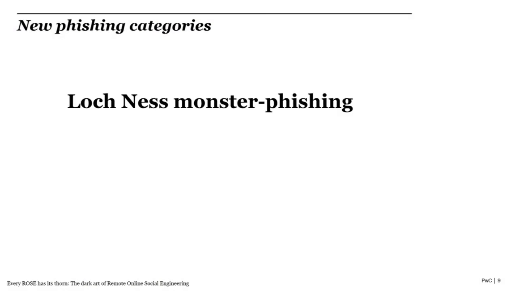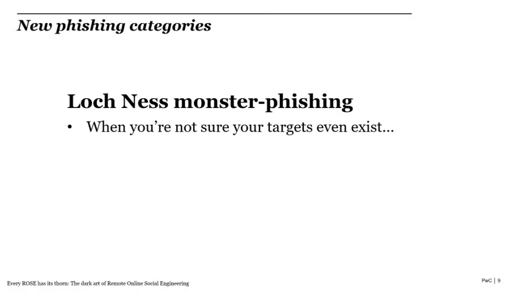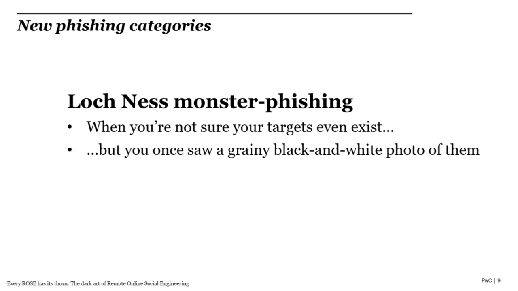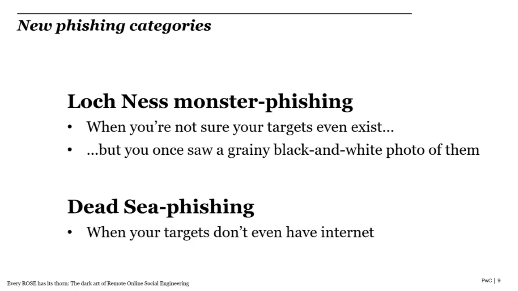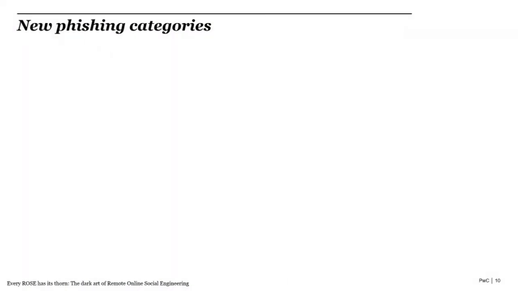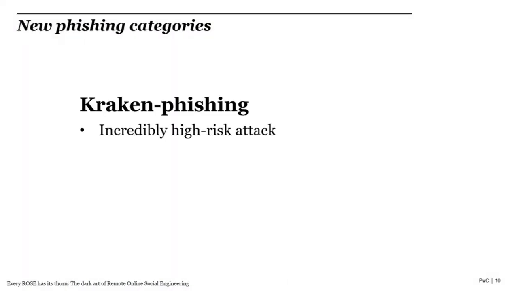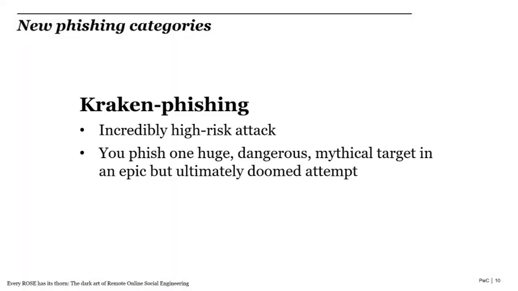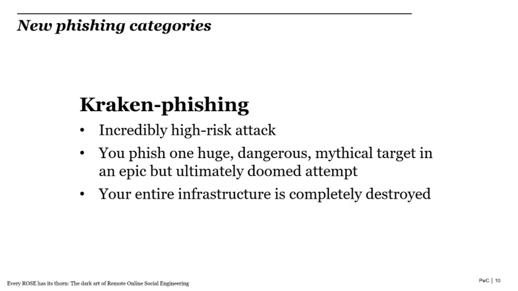There's Loch Ness monster phishing. This is when you don't even know that your targets exist, but you once saw a very blurry black and white photograph of them. There's Dead Sea phishing. This is when your targets don't even have internet access. And then my favorite one is Kraken phishing. This is a very high-risk strategy where you fish one huge mythical target in a doomed attempt, so your entire phishing infrastructure is completely destroyed, and the vortex claims your folly.